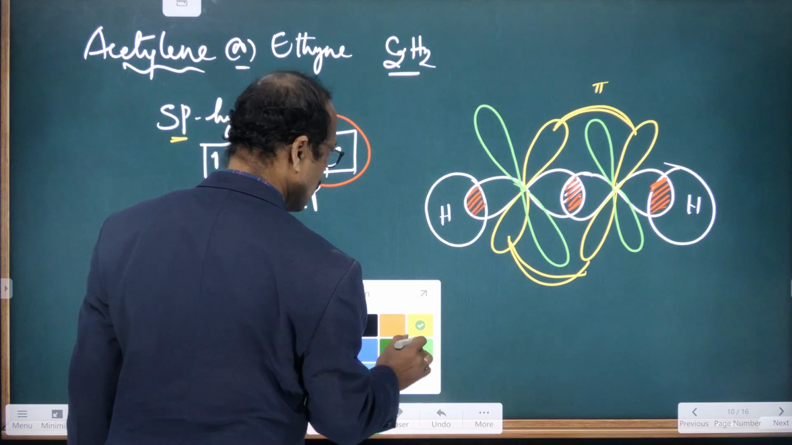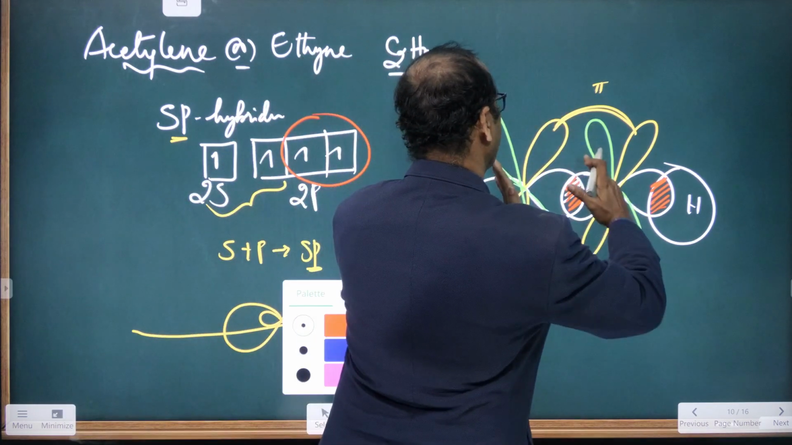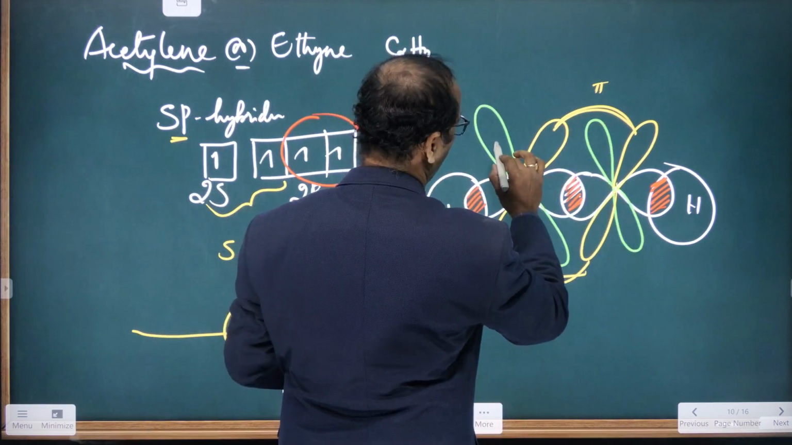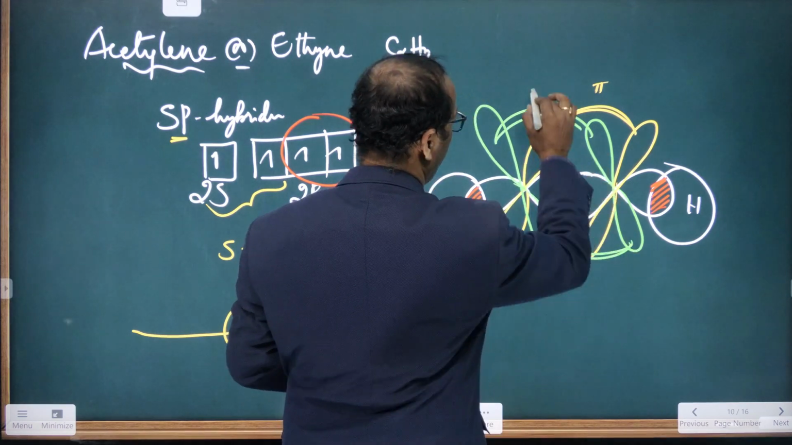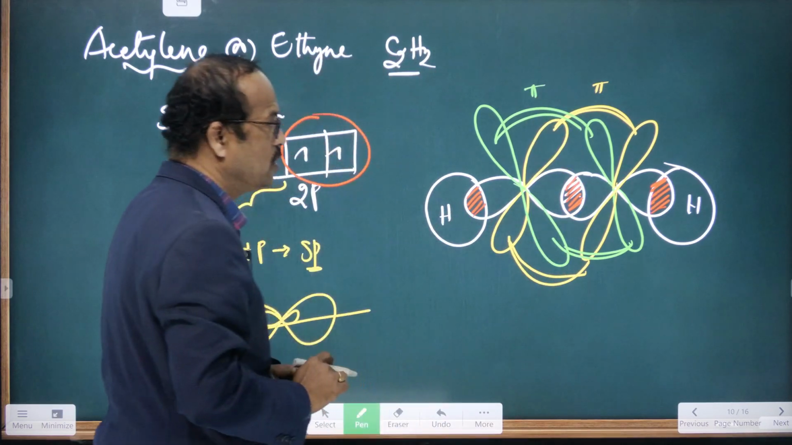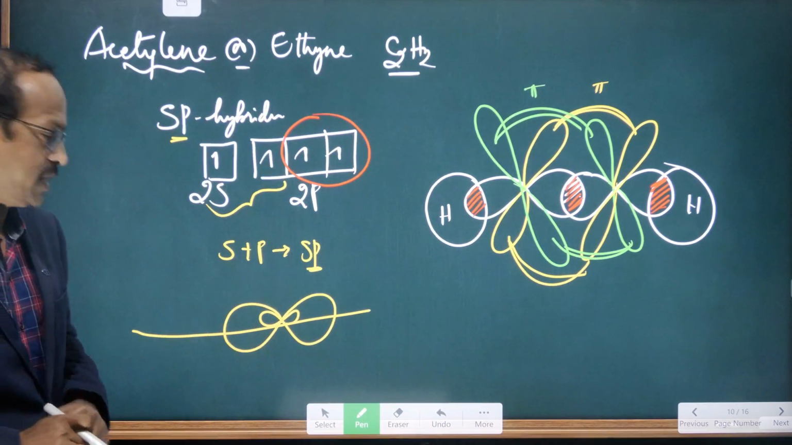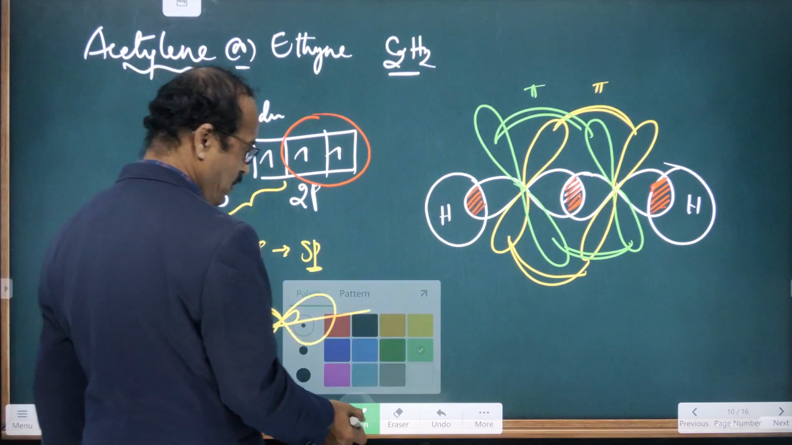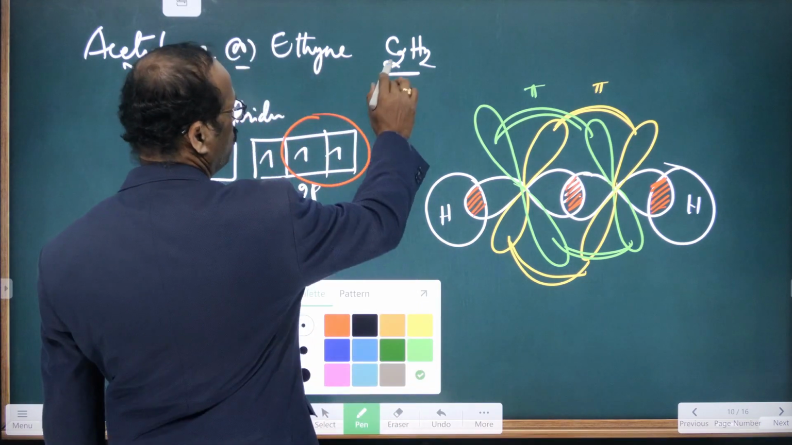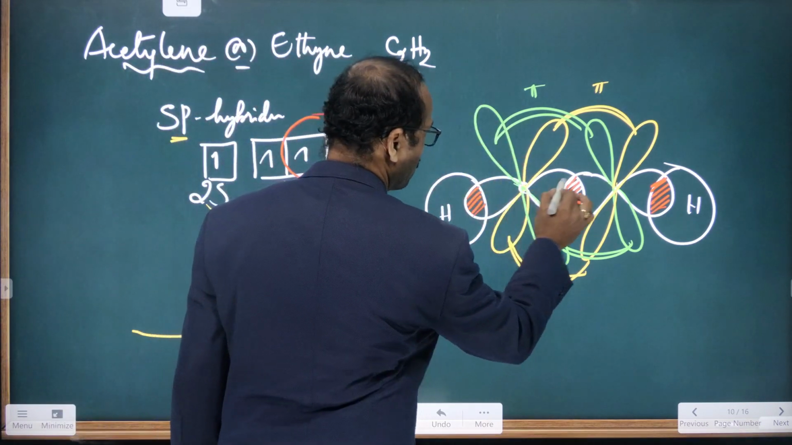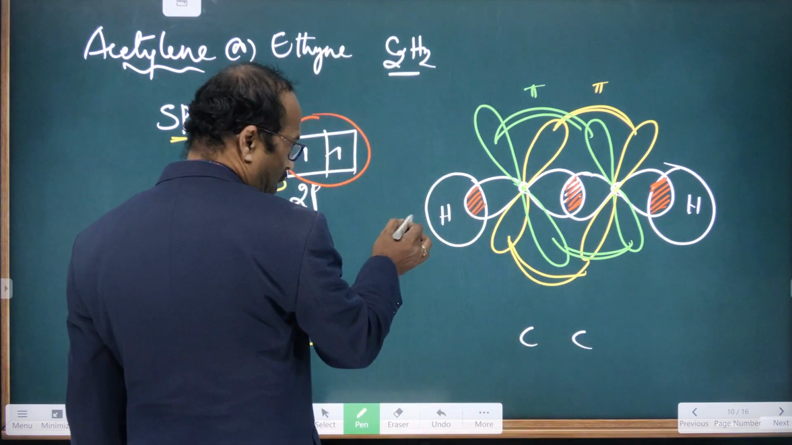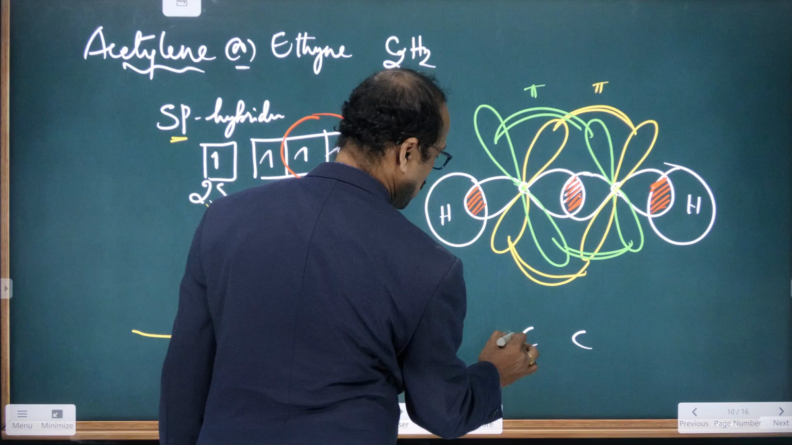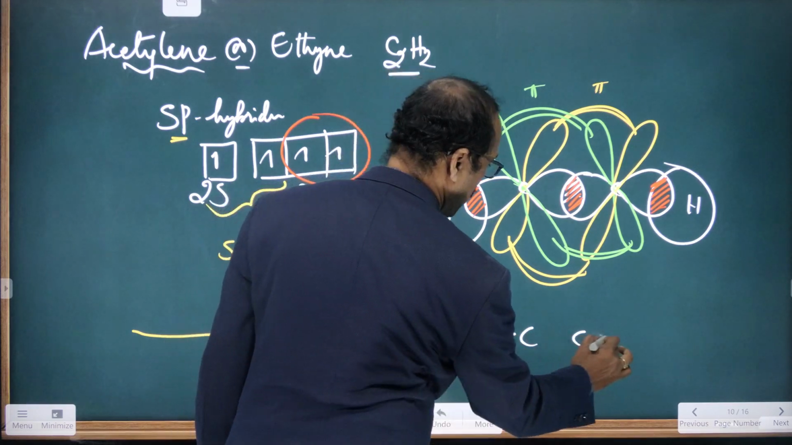And now see the green color one. Here this is green and green, how they are parallel. So now how do they overlap? They also overlap sideways. So which bond is formed? Pi bond. So this is the structure of ethyne. How can you write it simply? So see now, simple, how can you write it? 2 carbons. This is 1 carbon, this is 1 carbon. And this is 1 hydrogen, that is 1 hydrogen.